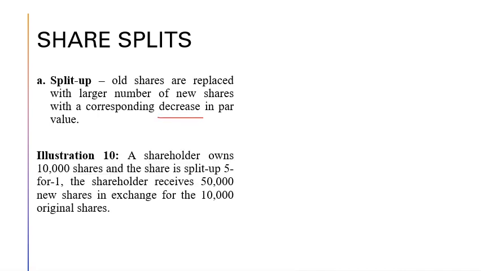For example, a shareholder originally owns 10,000 shares and there is a split up 5 for 1. This means that for every one existing share, it will be replaced with 5 shares because of a split up. So from 10,000 shares, it will become 50,000 shares.